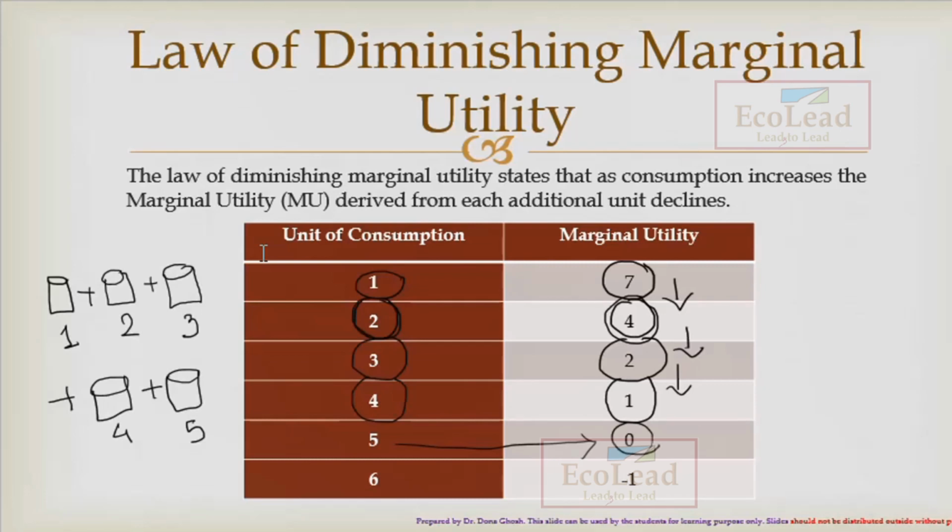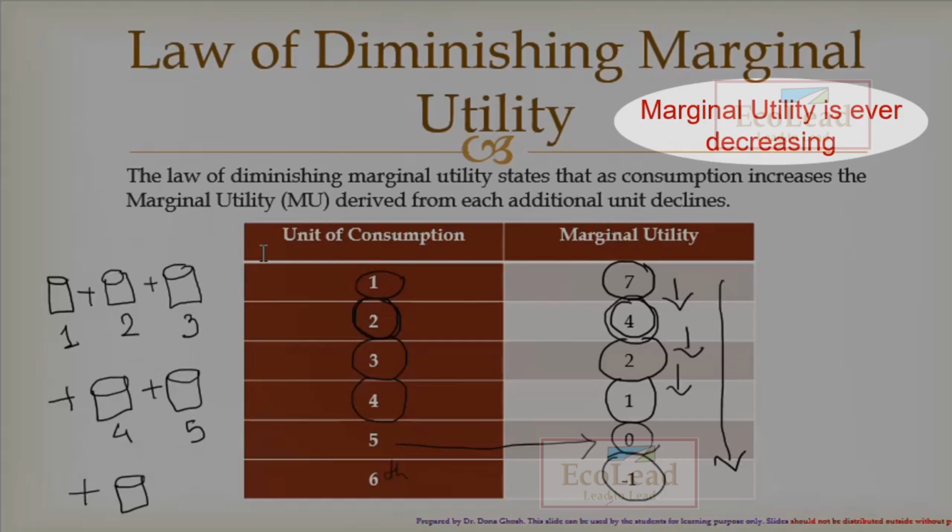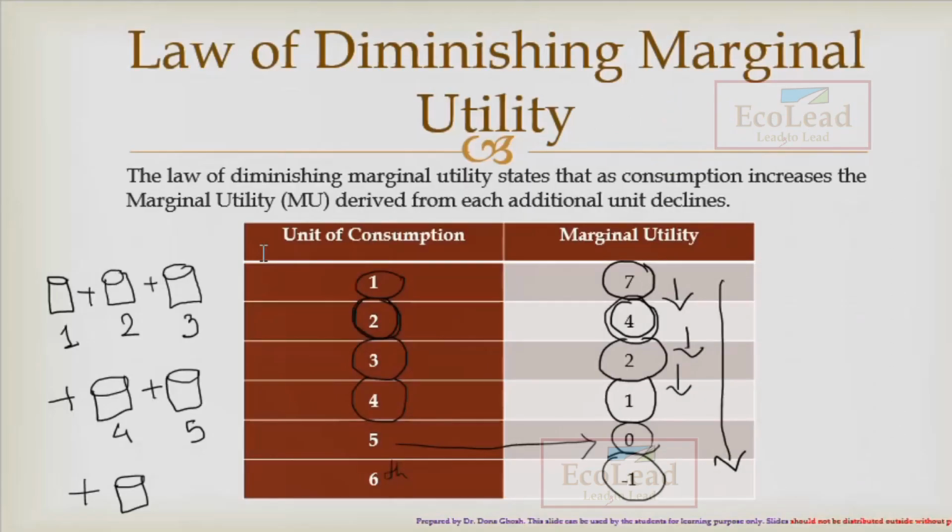Now if you again take one more glass of water, marginal utility for the 6th glass will be negative. So if you look at the trait of marginal utility here, marginal utility is always decreasing. So we can also say marginal utility is ever decreasing. This feature of marginal utility is captured by the law of diminishing marginal utility.